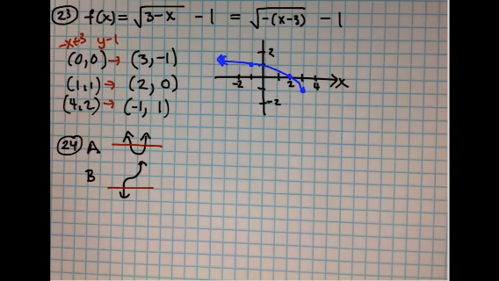Alright, so for 24, A is not 1 to 1 because it fails the horizontal line test. So it's not 1 to 1. B is 1 to 1 because it passes the horizontal line test. So no matter where you draw a horizontal line, it'll only touch the graph once.